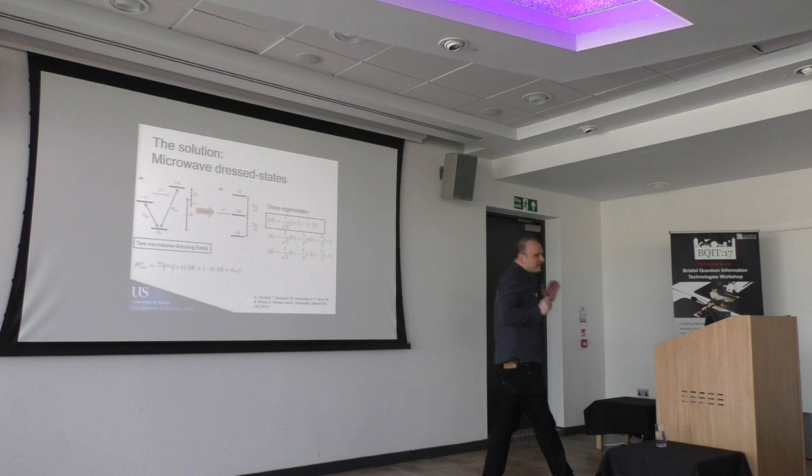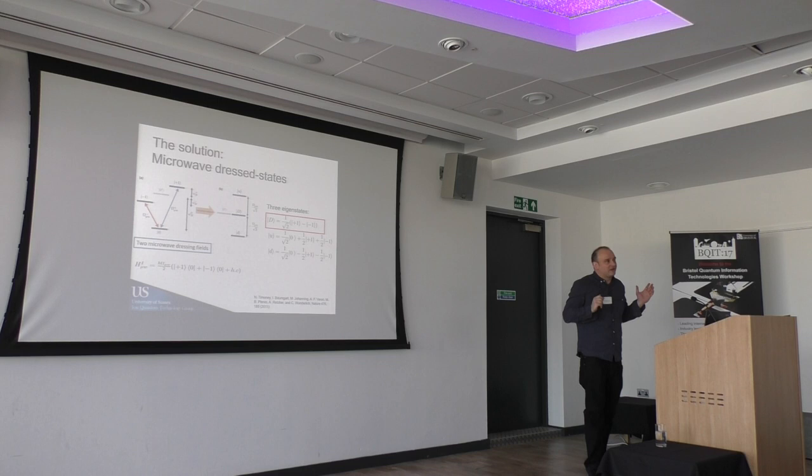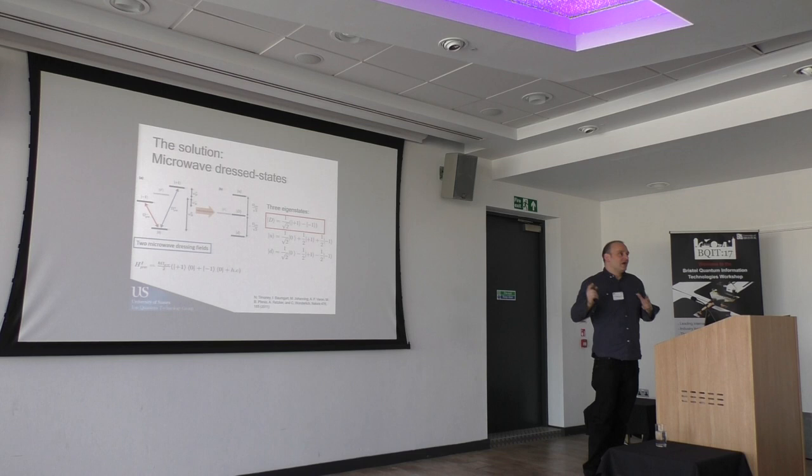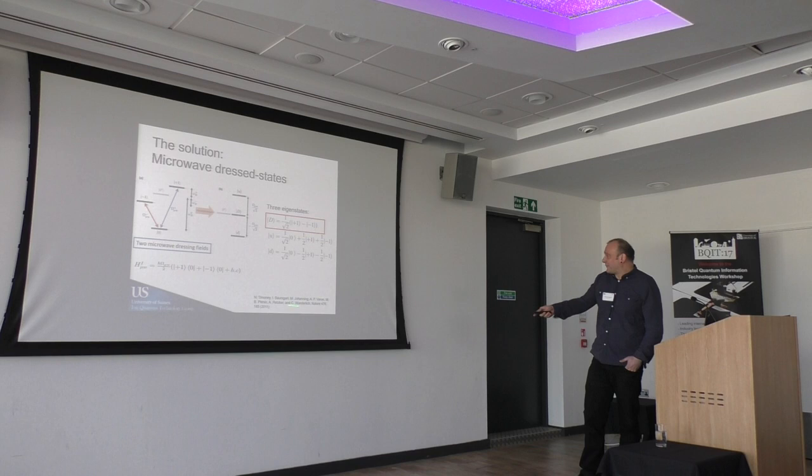Now, the magic about this D state is that this new state is actually highly resilient to magnetic field fluctuations, but it can still be used for this quantum gate scheme using microwaves. And this is the paper where this was first proposed. In fact, I think there was an earlier paper as well where the idea of dressed states was mentioned before.